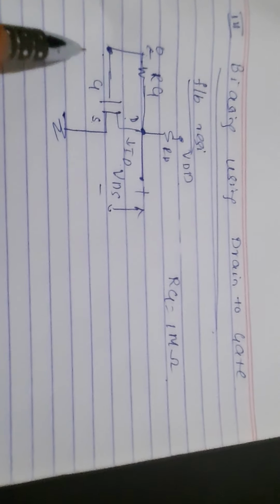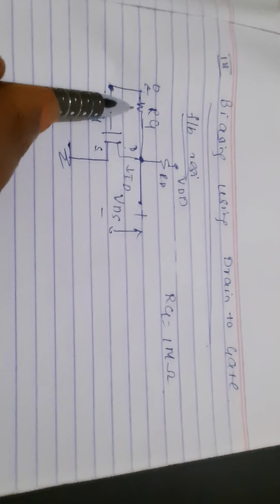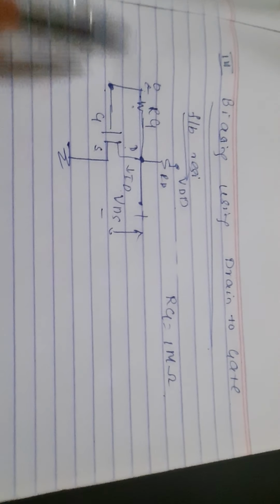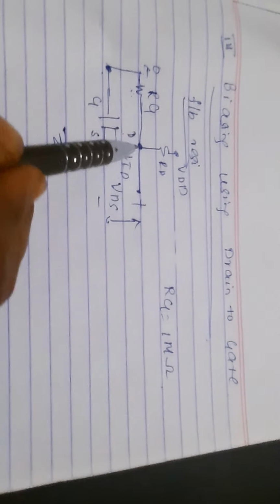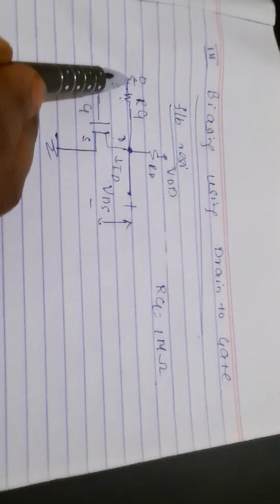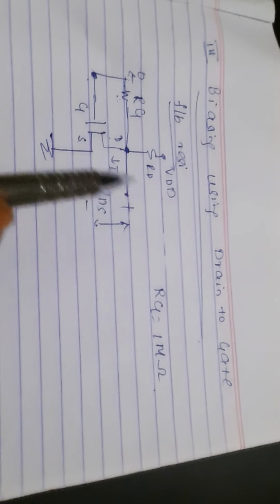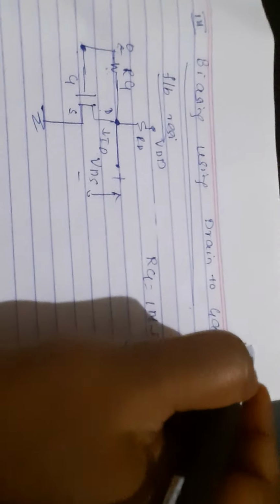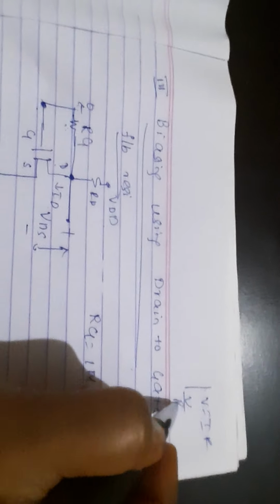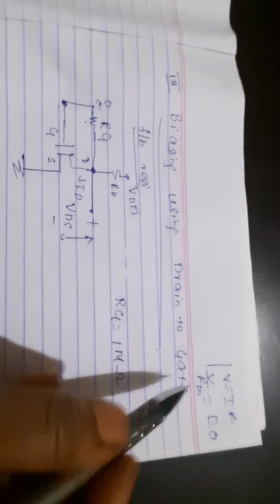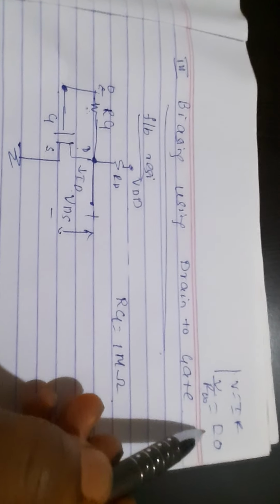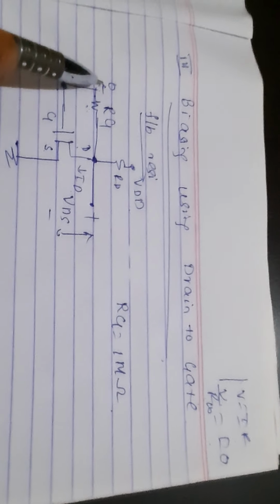I'll repeat once again. This 1 mega ohm large value of the gate resistance RG that we have connected forces this voltage to equal this voltage, because this current becomes small. V is equal to I into R, or V by R is equal to I. Simple example. If R is very large, the current becomes 0. The same concept is used here. So only I have written the current as 0.